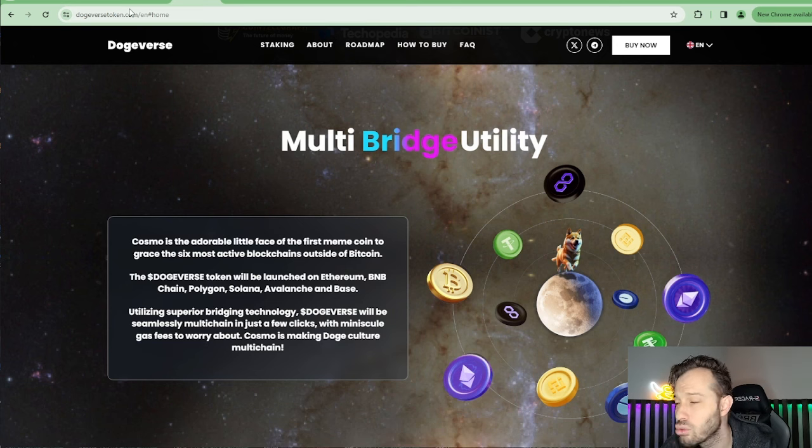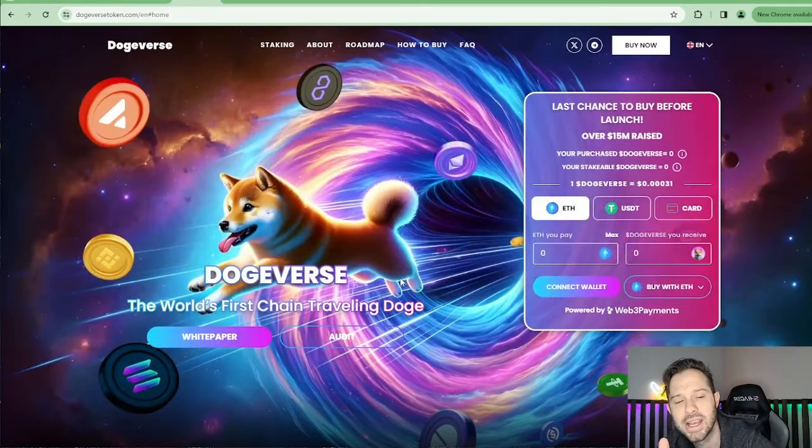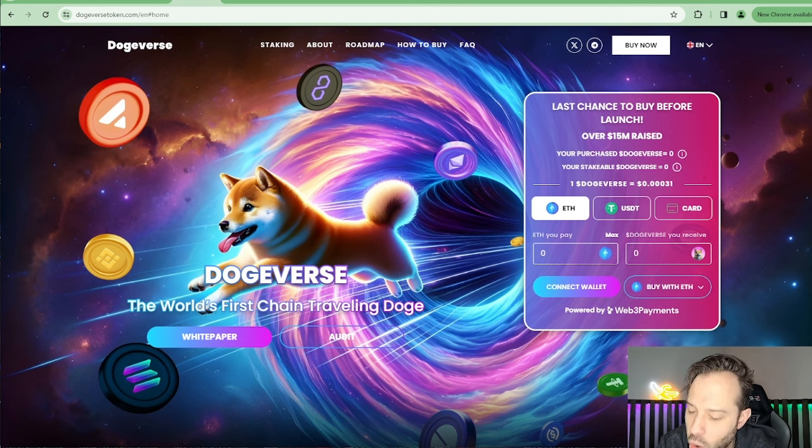So guys, I am extremely excited about Dogeverse and their ability to captivate the meme coin audience by creating this Shiba Inu inspired coin here. But they're also building inherent utility. If the meme coin crowd begins to use Dogeverse as its go-to bridge, it is going to have millions of users, and it is going to have millions of transactions per day, and that is going to drive demand through the roof.